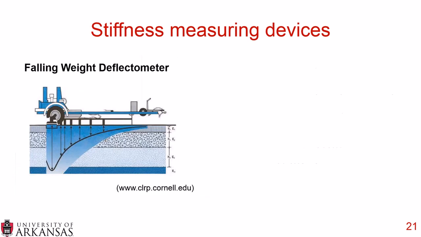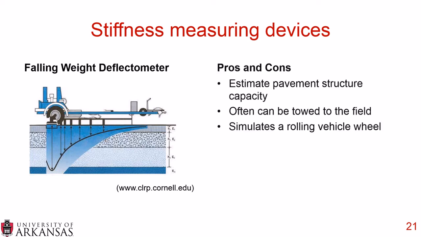Now, the fourth concept that we did was a stiffness measuring device, and what we were thinking about here was the falling weight deflectometer. And the theory was, as the asphalt emulsion or asphalt foam gains strength, the stiffness will increase, and we'd be able to see that through a falling weight deflectometer or equivalent equipment.